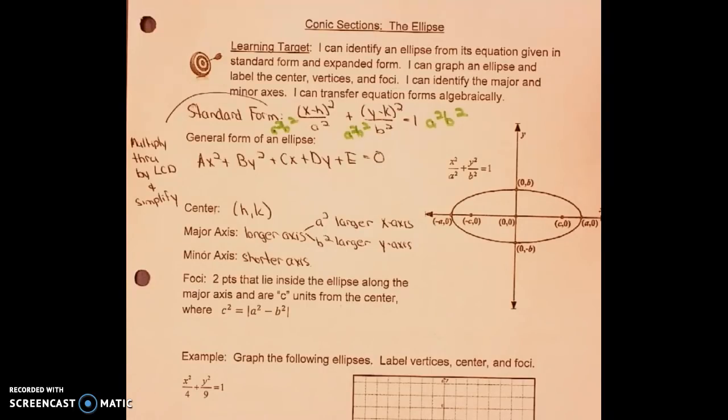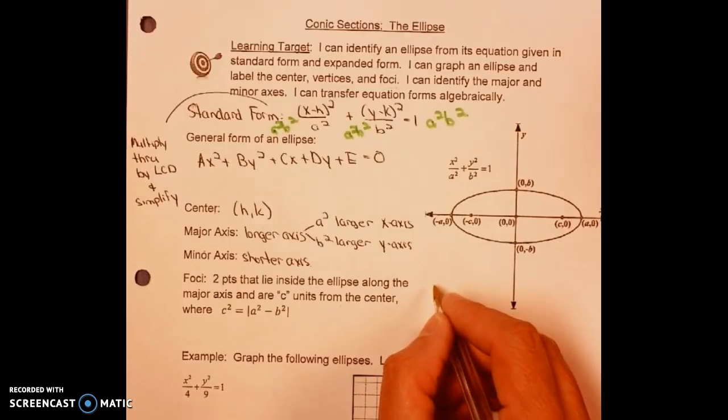The last key point on here is what they call the foci. It's 2 points that lie inside the ellipse along the major axis and are c units from the center. And here's one formula that we are going to have to memorize. C squared is equal to a squared minus b squared. And we'll use that down here when we find the foci in just a second.